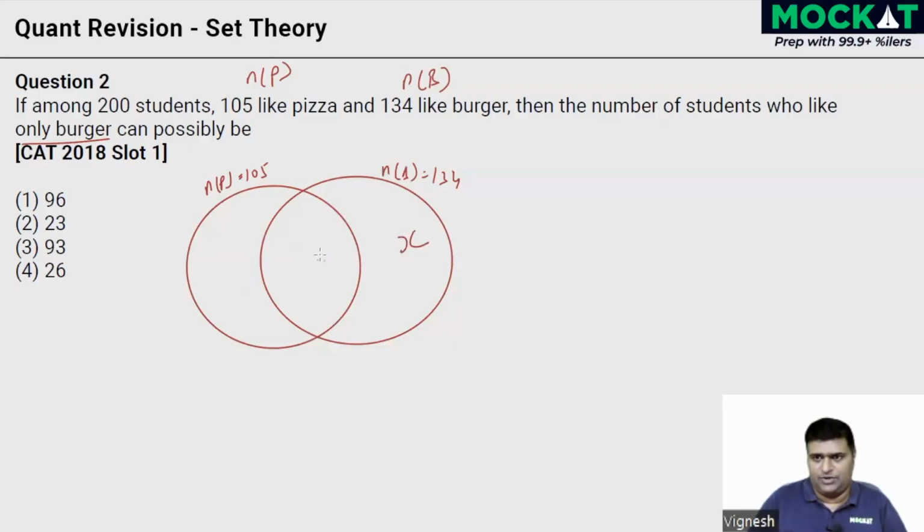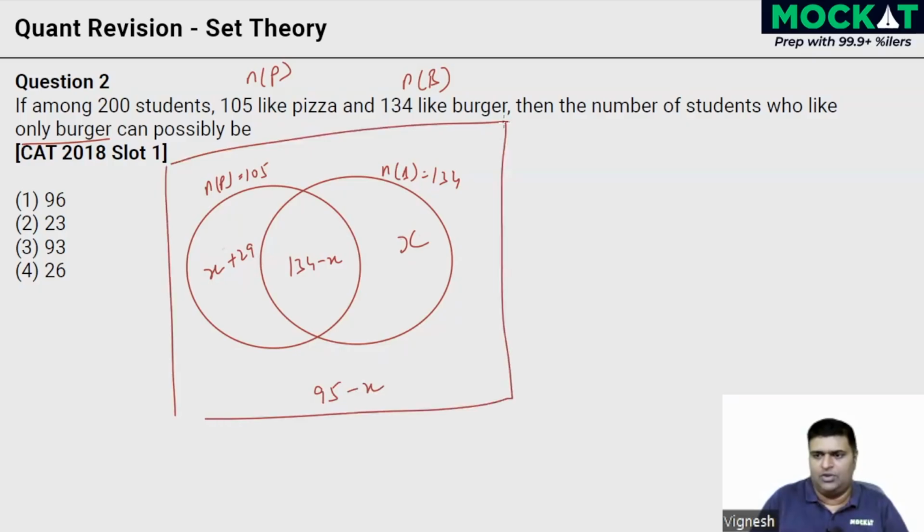then what is this going to be? This is going to be 134 minus X. What is this going to be? 105 minus of this, which is x plus 29, and we have 105 plus x here. Grand total is 200. If this is 105 plus x, grand total is 200, and you subtract this, we're going to get 95 minus x over here outside.